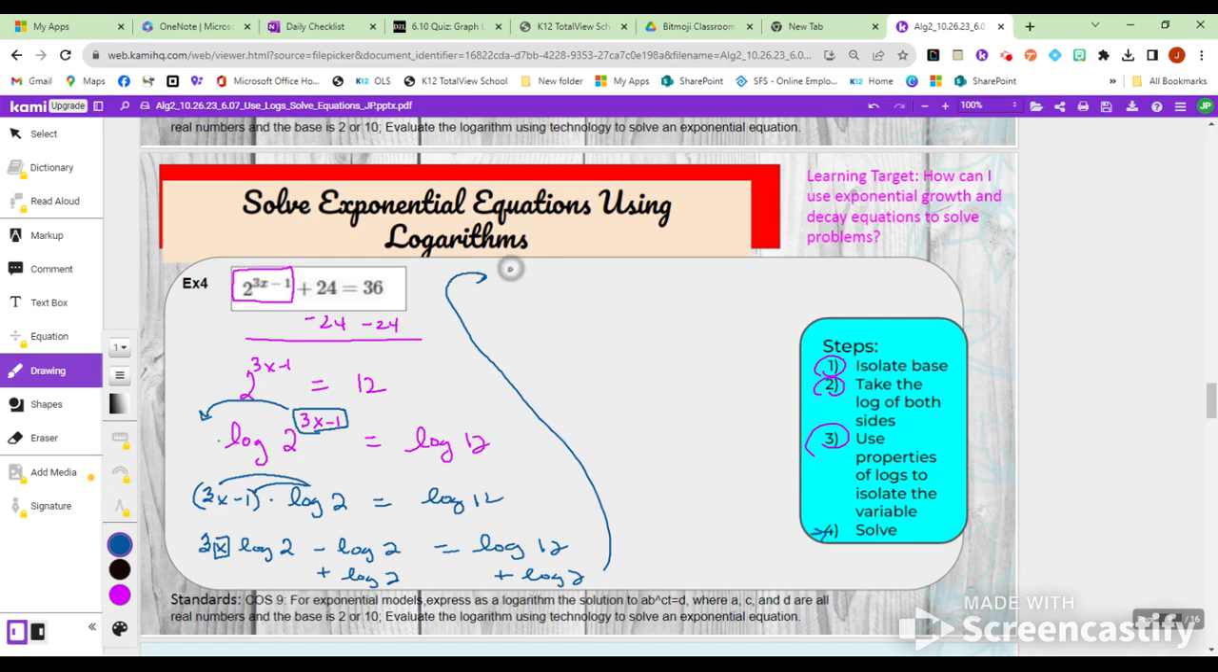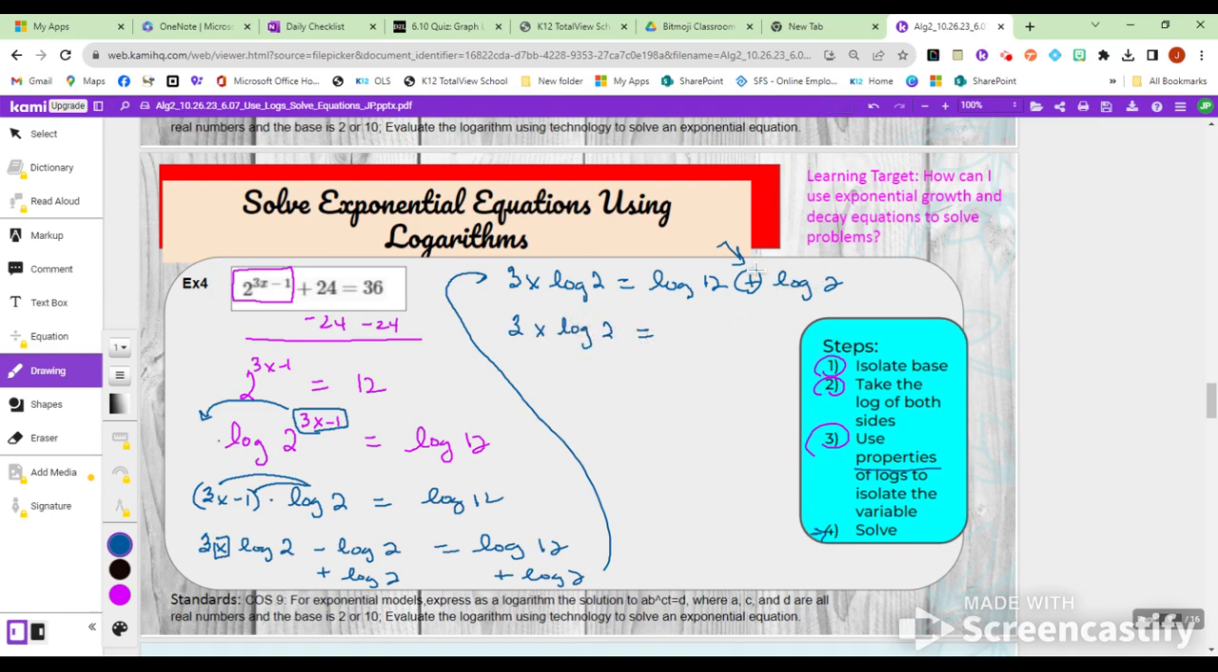That's going to give me 3 times x times log of 2 is equal to log of 12 plus log of 2. And right here, I have two logs that are being added together, so I can use another property. Okay, I can use the product property. That's going to combine these two logs, combine, condense. Both words kind of mean the same thing in this situation.